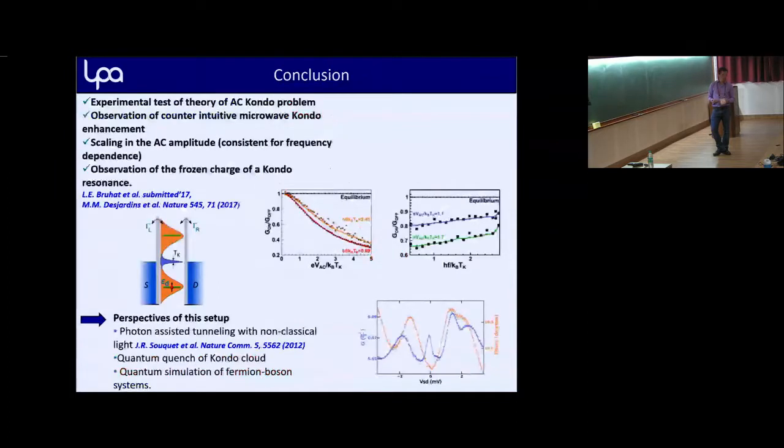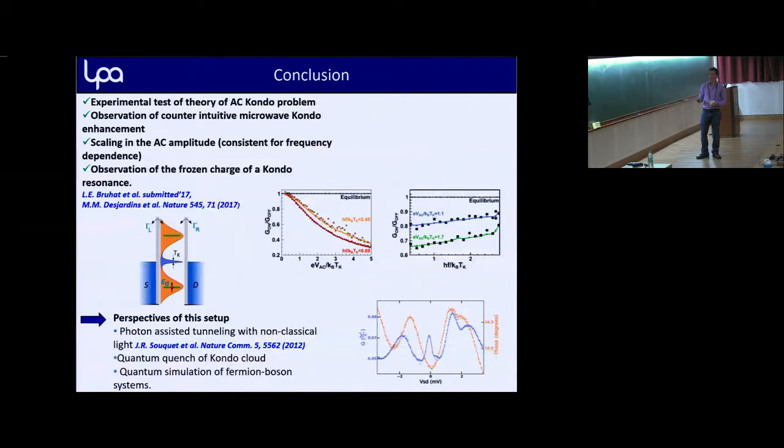Okay, so in conclusion, I have shown you that we have done an experimental test of the theory of the AC Kondo problem, which has led us to observe a counterintuitive microwave Kondo enhancement, and also the scaling laws of the Kondo problem at a large frequency. And in the second part of the talk, I have shown you that shining light can also be interesting to probe many-body systems. This has led us to observe the freezing of charge dynamics in the Kondo resonance.